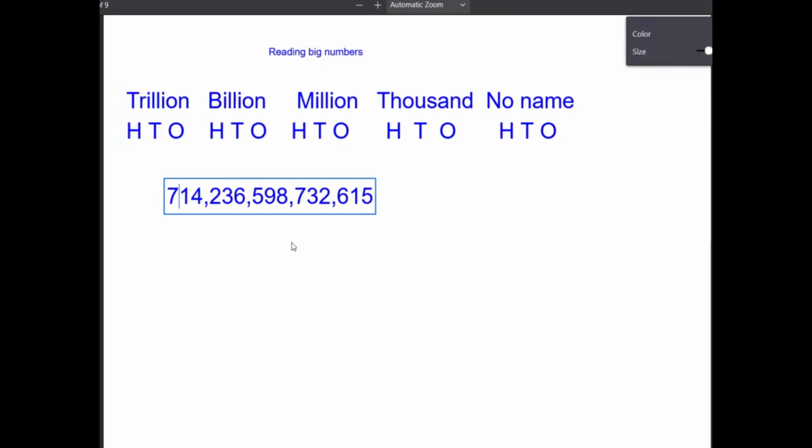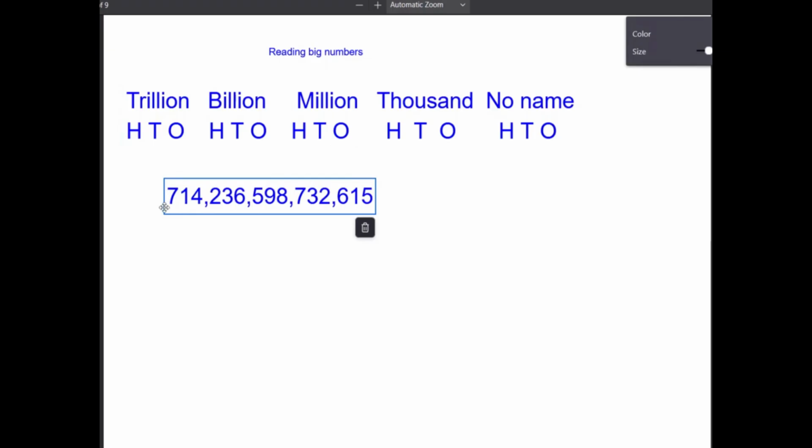All you need is to know the name of each group. The first group I said is called no name, which is hundreds, but I first say no name. The second group is thousand, then million, then billion, then trillion. So when you need to read it, you read the 3 digits first. Those are 714, and this is 236, and this is 598, this 732, and this 615.